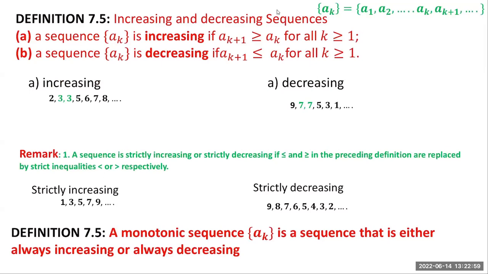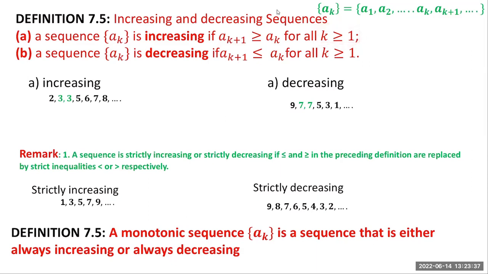All right. The next thing I want to talk about is increasing and decreasing sequences. Okay. So first, let me give you the definition of an increasing sequence. First of all, recall that the sequence a_k means a_1, a_2, dot, dot, dot. This is the a_k term. This is the k plus 1 term, and so on and so forth. It continues forever. Okay. A sequence a_k is increasing if a_(k+1) is greater than or equal to a_k for all k greater than or equal to 1.